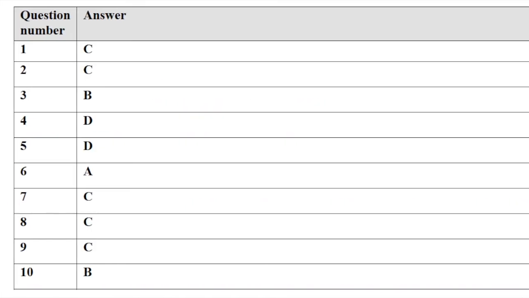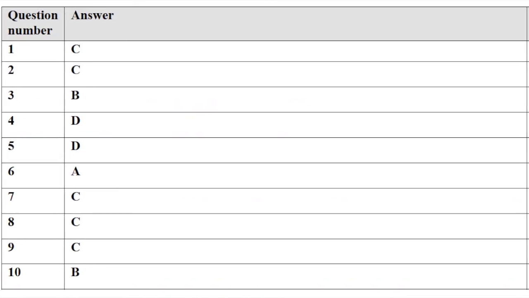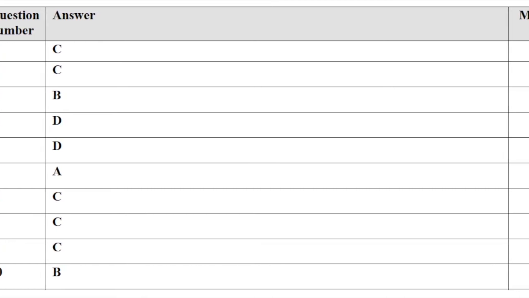Answers for the MCQ multiple choice questions. You can pause it and then verify your answers.